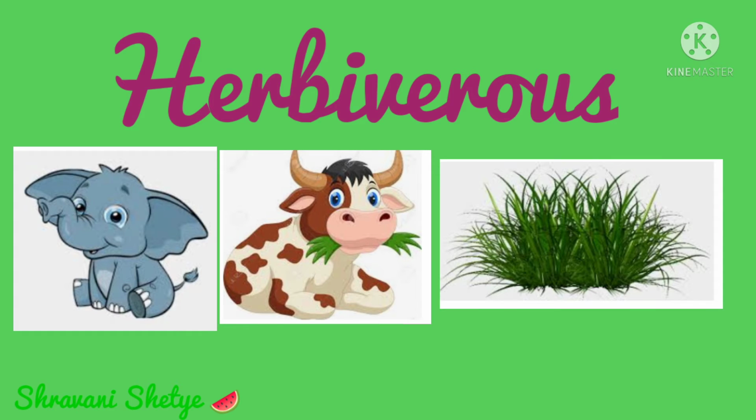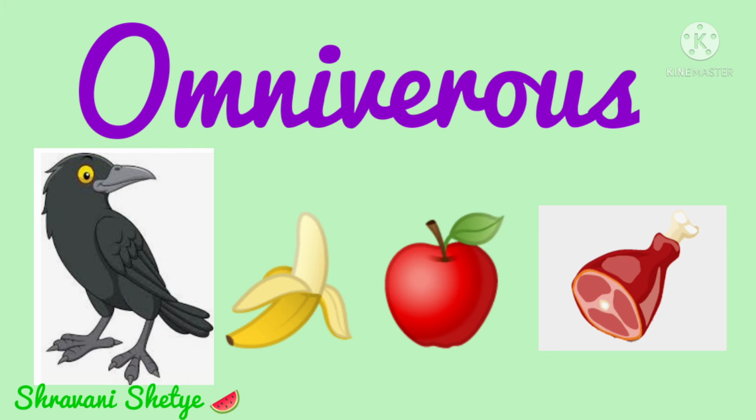Herbivorous. Animals that eat only plants are called herbivorous. They play an important role in the food chain as primary consumers. Omnivorous. Animals that eat both plants and other animals are called omnivorous. They have adapted many characteristics of both carnivorous and herbivorous.